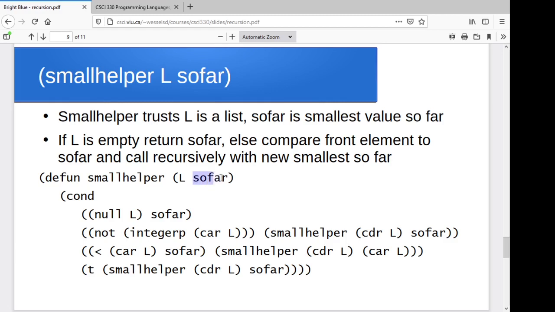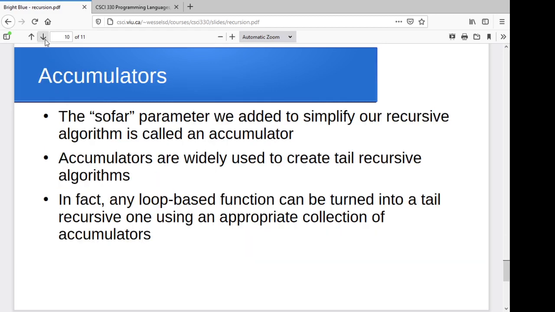This idea of adding an extra parameter is quite common in developing a tail recursive solution. These are called accumulators because essentially what we're doing is accumulating a portion of the answer as we go through, right? We're accumulating our answer so far, if you like. So this is a very common approach to tail recursive solutions. And I think here I'm just saying exactly what I just said.